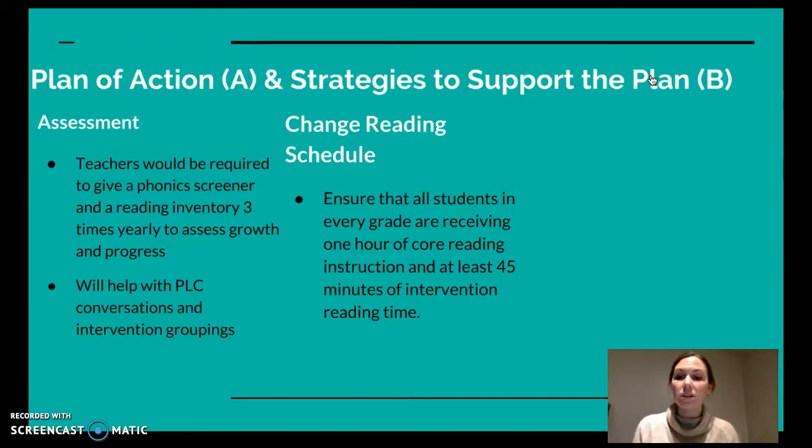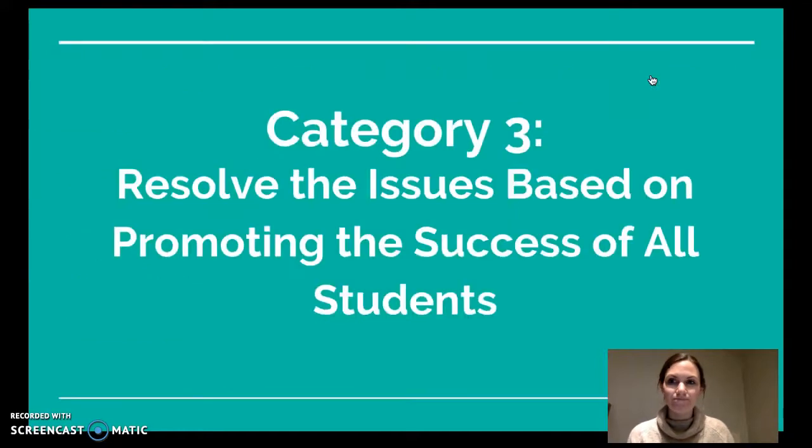It would also help with PLC conversations and intervention groupings as we're moving in that direction with our schedule change, which is my next plan. This would ensure that all students in every grade are receiving 1 hour of core reading and 45 minutes of intervention reading time. So at least an hour and 45 minutes daily, with flexibility, especially in younger grades, to give more if needed. That intervention reading time would be more small group instruction and center-based, which is something that the school is needing to work on.